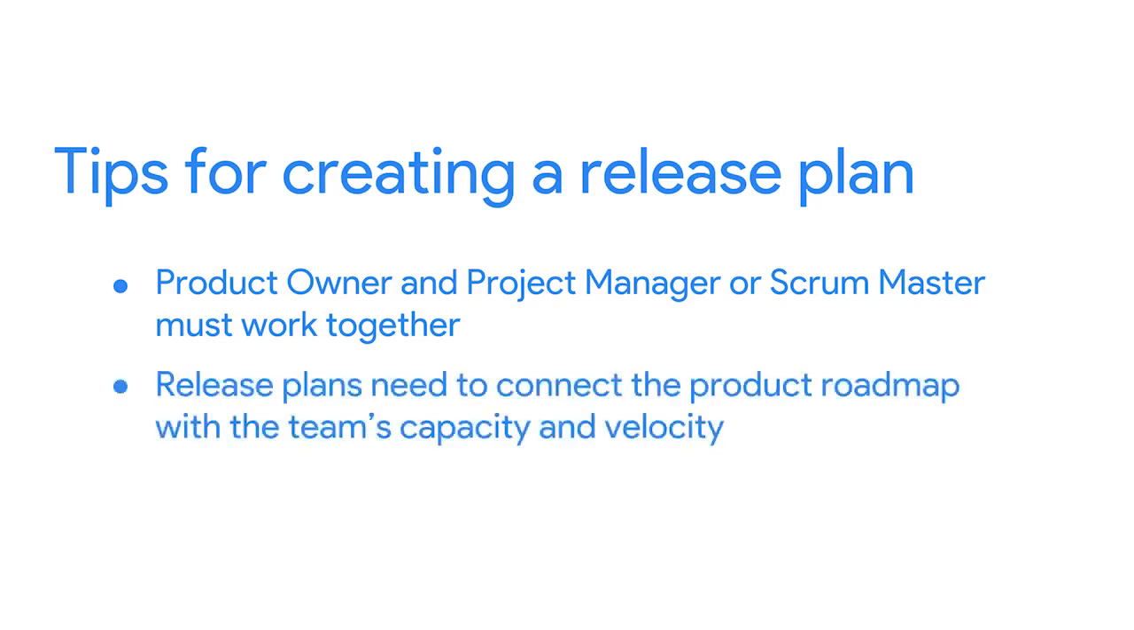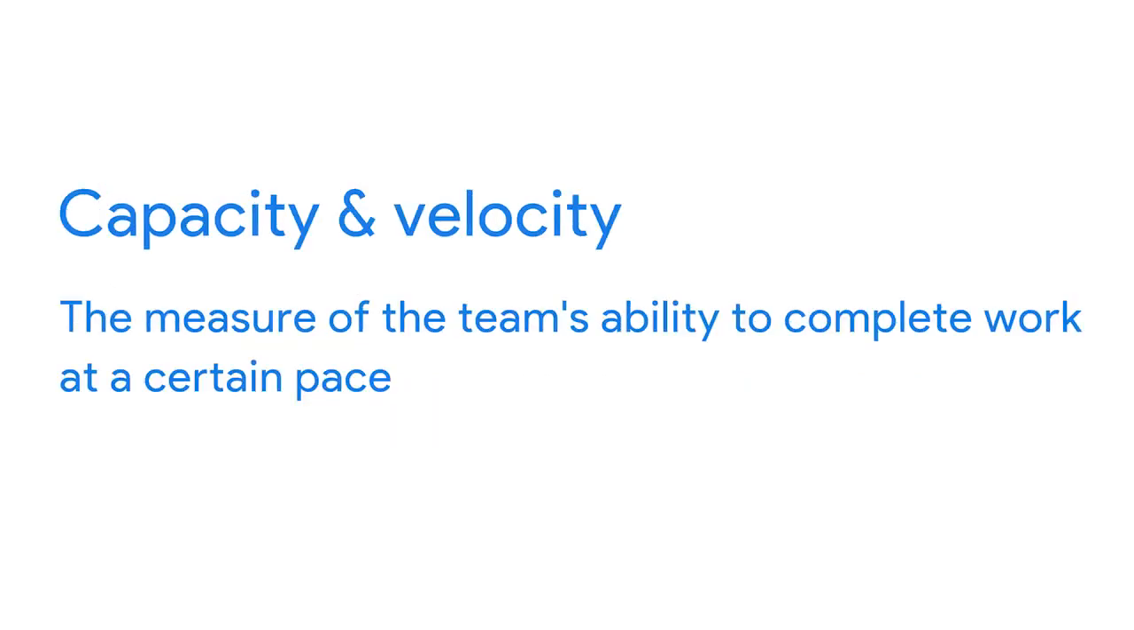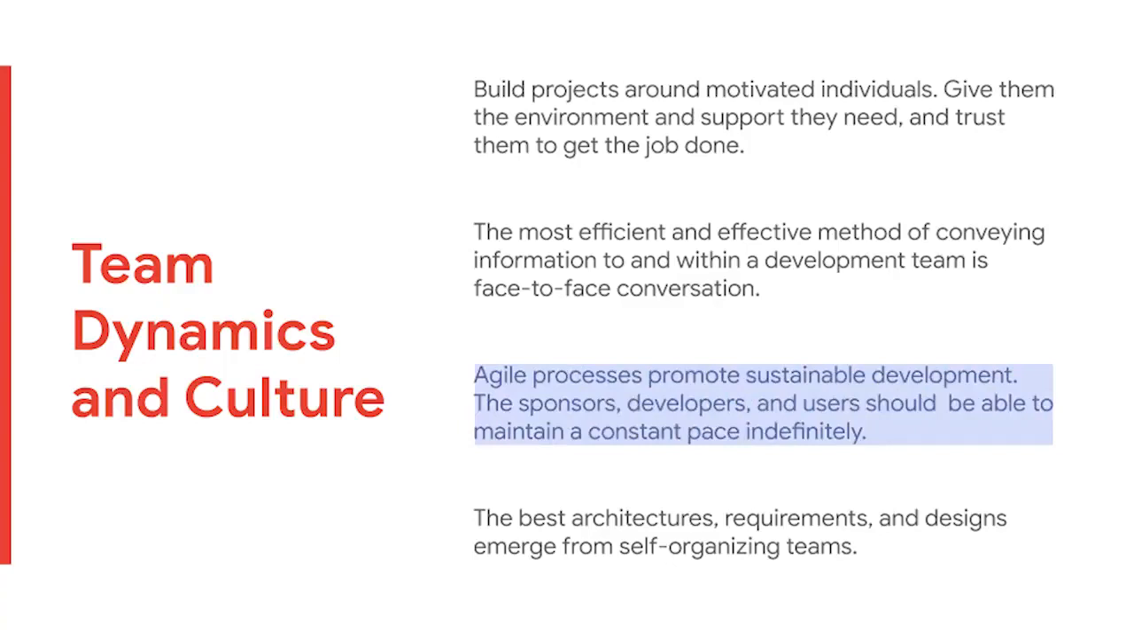This is because the release plans need to connect the product roadmap with the team's capacity and velocity. The capacity and velocity is the measure of the team's ability to complete work at a certain pace. A release plan that isn't connected to the team's ability to complete work could be unrealistic and lead to an unsustainable pace for the team. This would violate one of our Agile principles, which states, Agile processes promote sustainable development. The sponsors, developers, and users should be able to maintain a constant pace indefinitely.